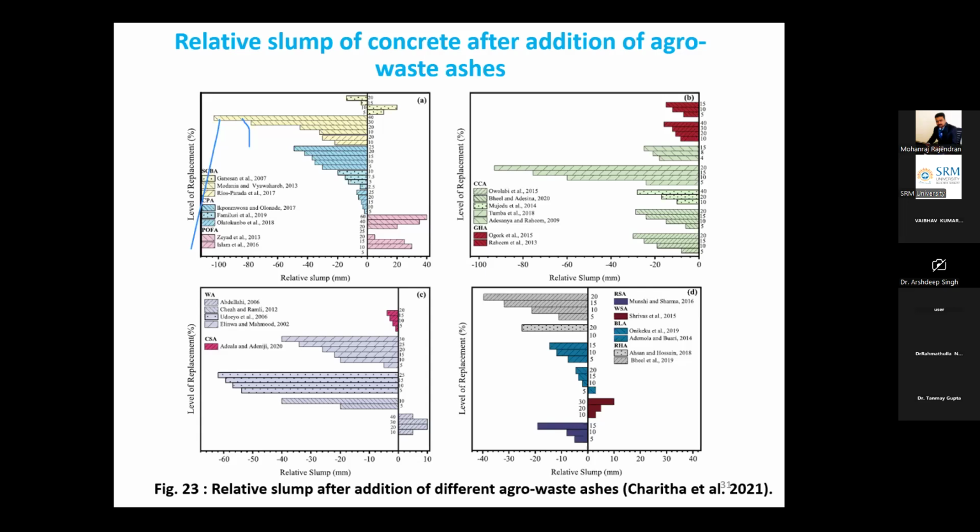So this reduction in slump is due to the particle shape or particle size of the ashes, or sometimes the quantity. As we can see here, as the level of replacement increases, the slump reduction increases.